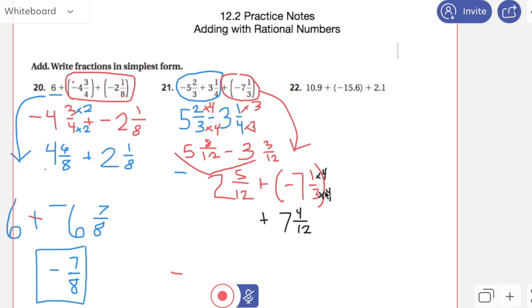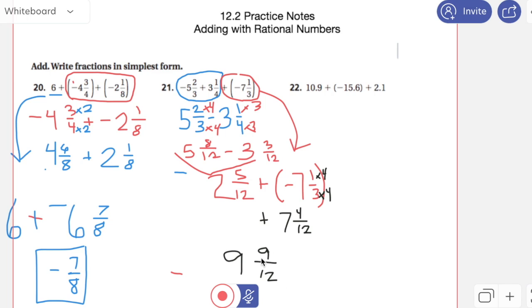And remember, I'm ignoring these two negatives right now because I already did that work with my negatives. A negative plus a negative is a negative, and then I just add them together. So I'm adding 2 and 5/12 plus 7 and 4/12. 5 plus 4, I know I'll have 9/12. 7 plus 2 is 9. So my answer is a negative 9 and 9/12.